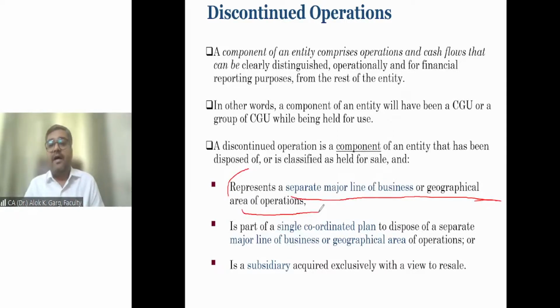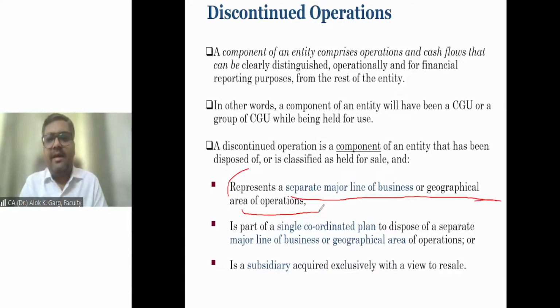For example, if Tata Motors decides tomorrow that it will discontinue its commercial vehicle business, it will be a discontinuation of a separate major line of business. If Nestle decides tomorrow that it will discontinue its Maggi business, and Maggi is one of the important segments, then it will be a discontinuation of a major product line of the business. This represents the discontinuation of a separate major line of business or geographical area of operation. For example, if tomorrow Tata decides that it will discontinue its business in China, this is the discontinuation of a geographical area of operations.